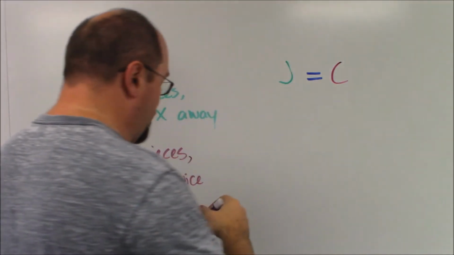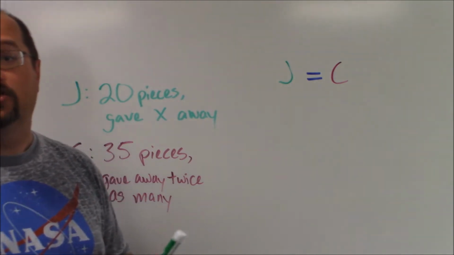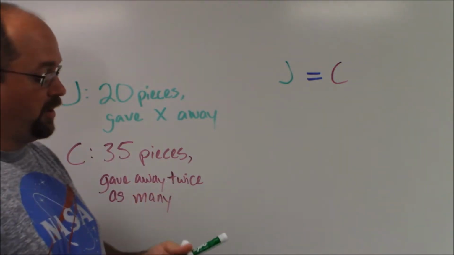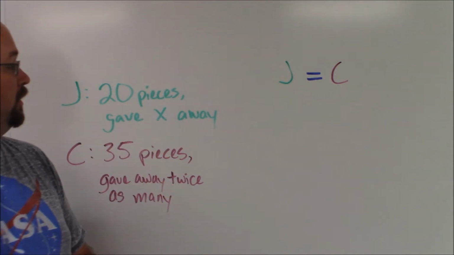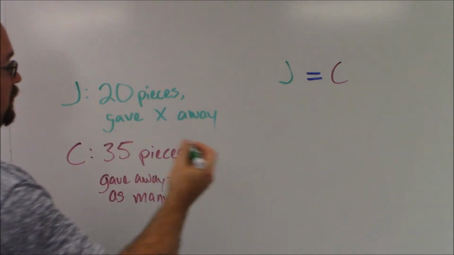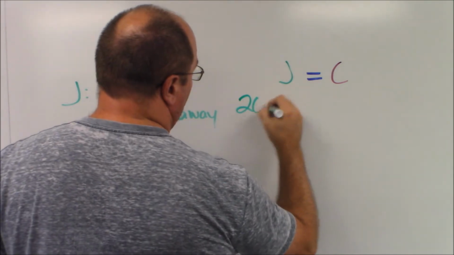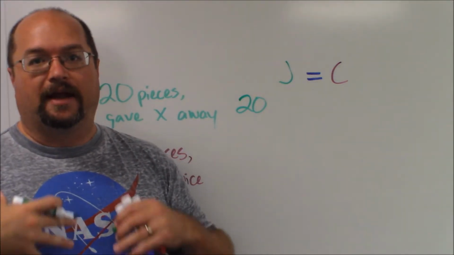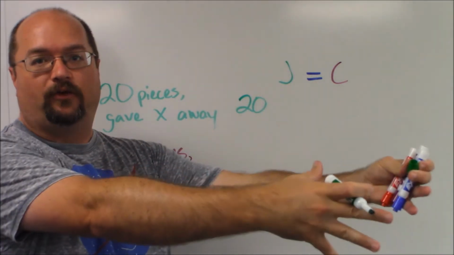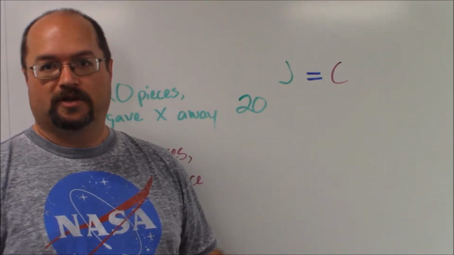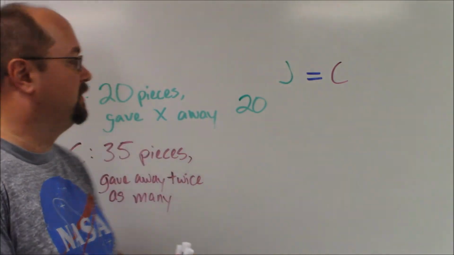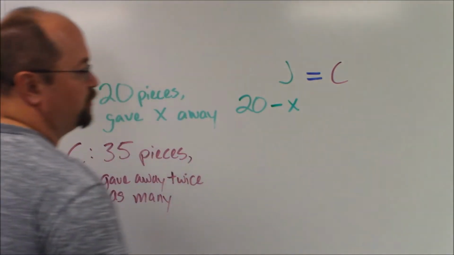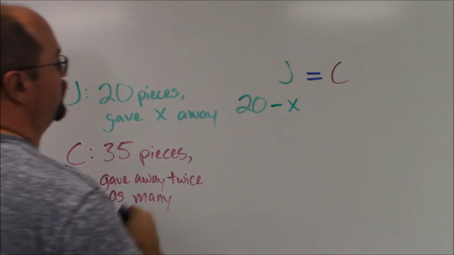All right. So now we need to create an expression for each of those, and then combine our like terms. So for Julie, she started with 20, and she gave away X. So if I've got a group of something, and I'm giving stuff away, what's that going to do to my total? Well, it's going to reduce it. So I'm subtracting in this case. So 20 minus X is our expression for Julie.